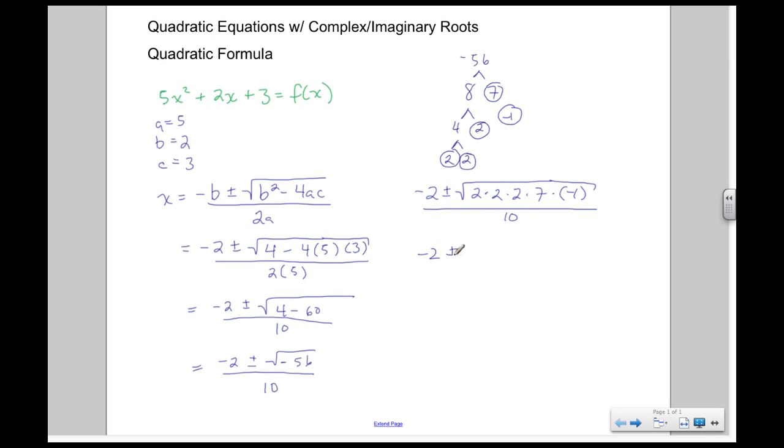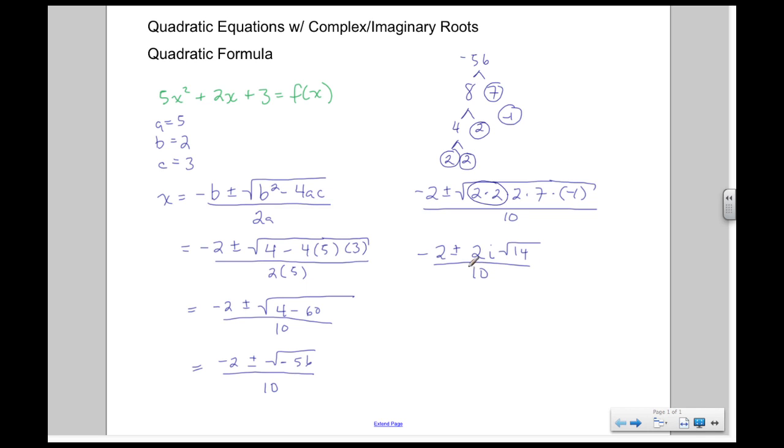Again, I know with a square root, I'm looking for pairs. Alright, let me rewrite that. Negative 2 plus or minus. And with the square root, I'm looking for pairs. Here I have a pair of 2's, so that means that 2 escapes. I also have a negative 1, which comes out as i. And then the leftovers are 2 times 7, or just 14. And then my denominator here is 10.